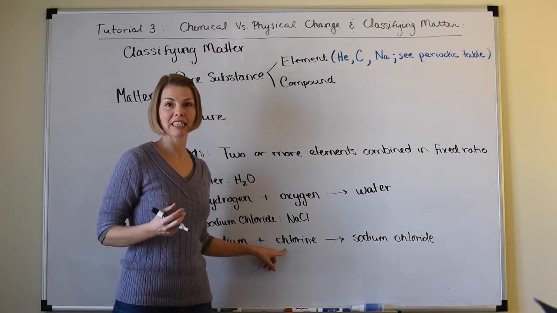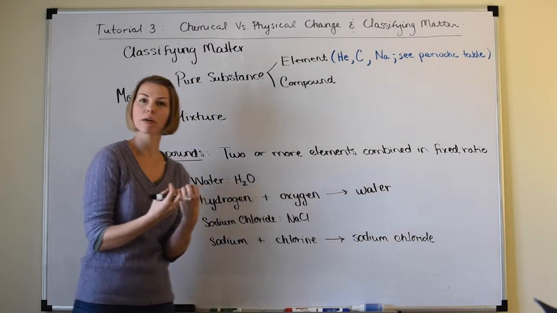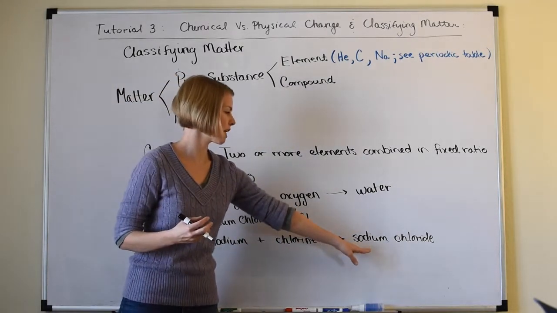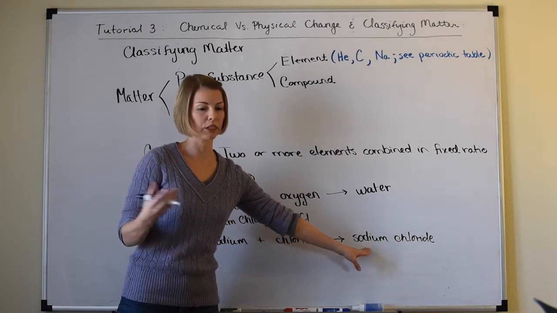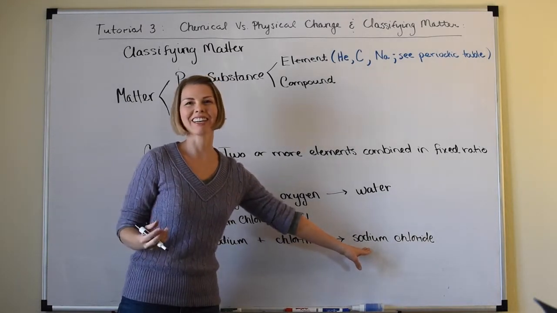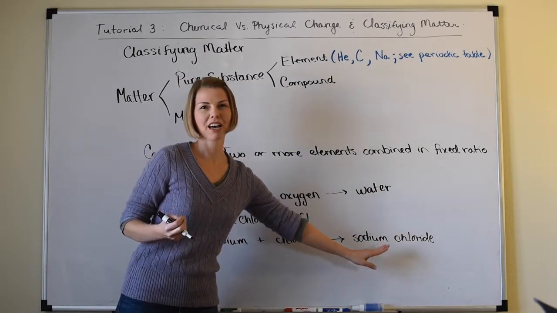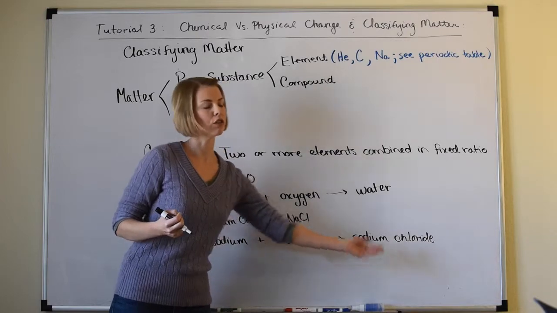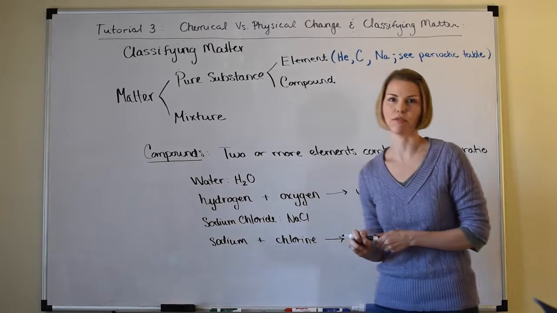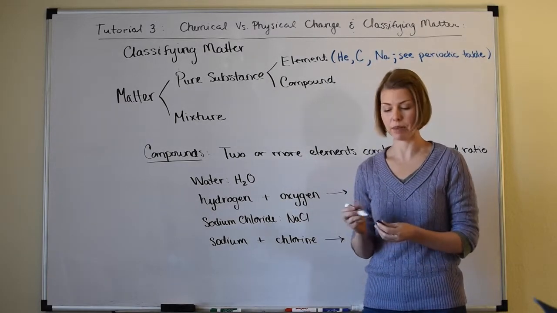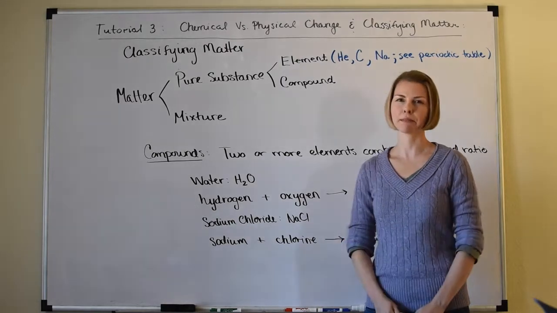Chlorine gas is a yellowish, highly reactive gas, but you put sodium and chlorine together and you get something that is not highly reactive at all. It's a white crystalline solid. It's something we sprinkle on our food and eat. Okay, so notice that the chemical and physical properties of the compound do not relate or come from the chemical and physical properties of the elements which make it up. It is its own unique pure substance with its own distinct properties.